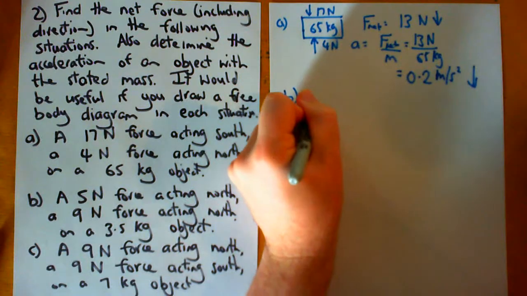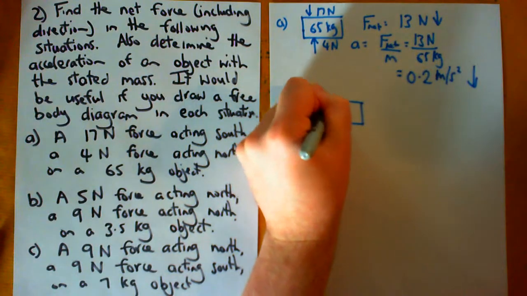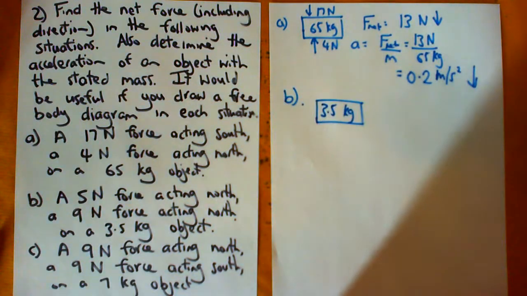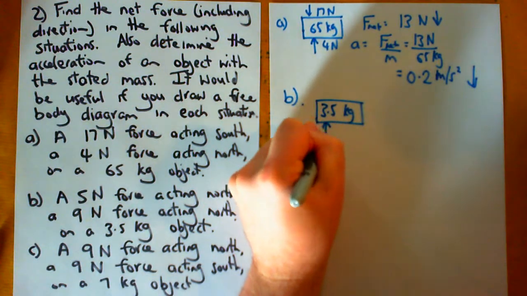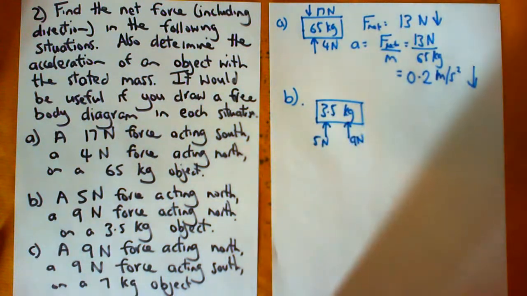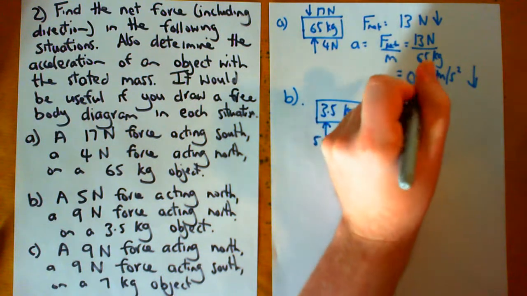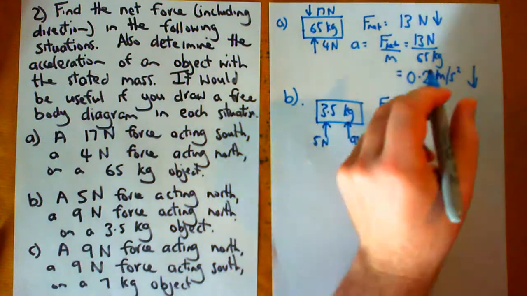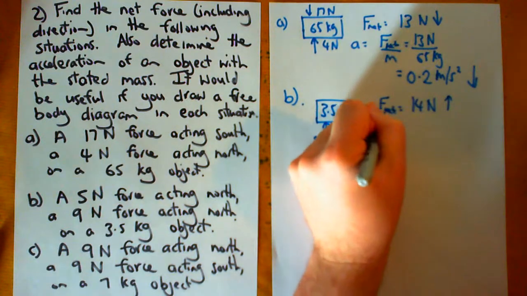Question B here, we have a 3.5 kilogram object. We have a 5 Newton force acting north, and we have a 9 Newton force also acting north. So these two forces are going to reinforce each other since they're acting in the same direction. That means we need to add them. So that means that the net force in this case is going to be, add them, we get 14 newtons, and the direction will be to the north.